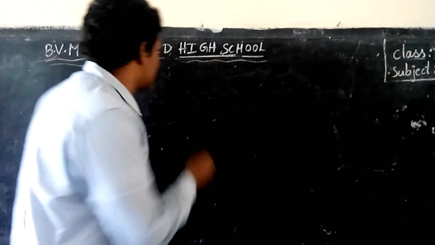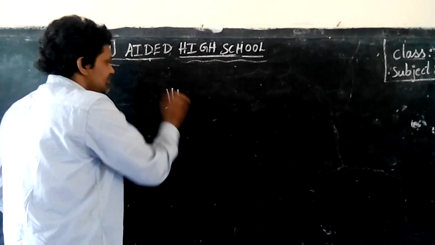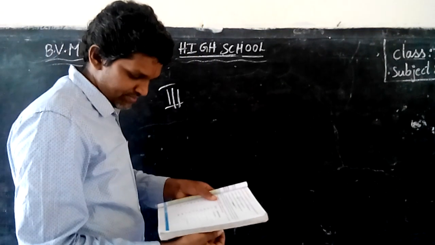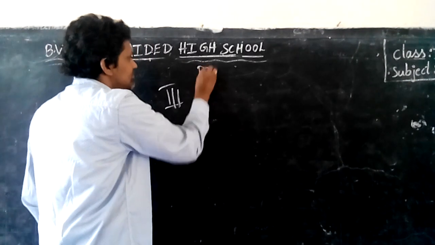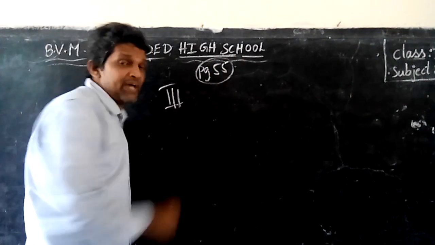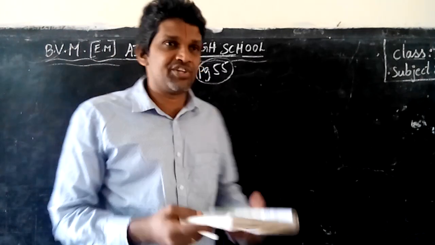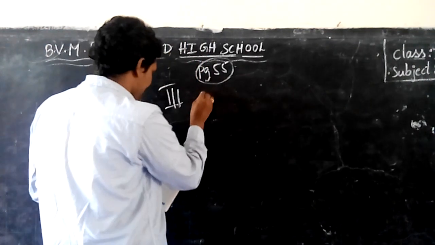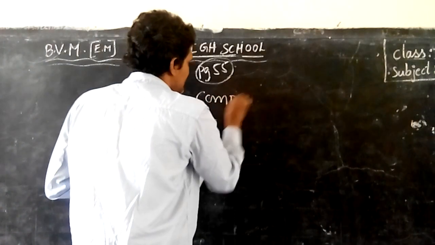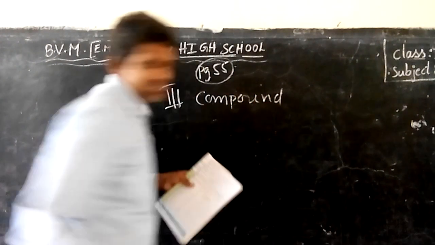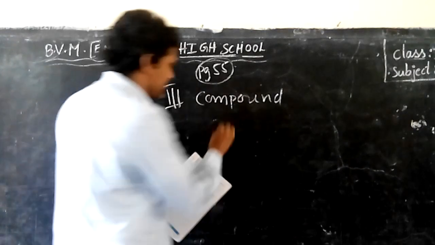Now coming to the third section. Third section, page number 55. On page number 55 we have compound adjectives. So what is the heading? Compound adjectives.